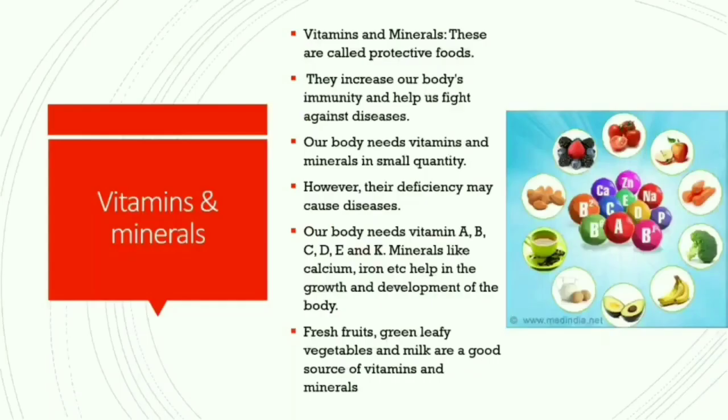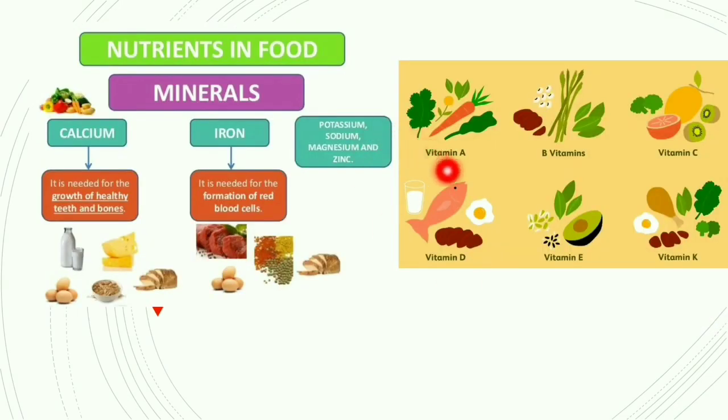Next topic is vitamins and minerals. These are called the protective food. They increase our body's immunity and help us to fight against diseases. Our body needs vitamins and minerals in small quantity. However, their deficiency may cause diseases. Our body needs vitamins A, B, C, D, E and K. And the main minerals that we require for proper healthy growth are calcium, iron, potassium, sodium, magnesium and zinc.